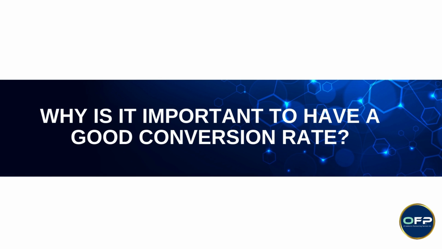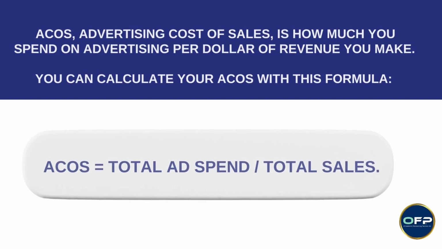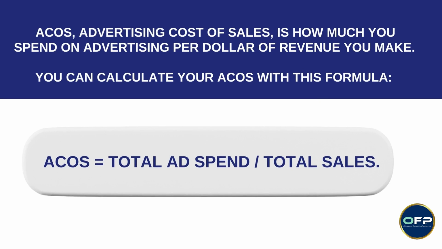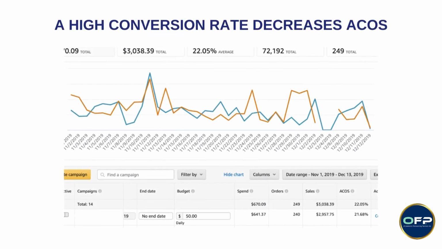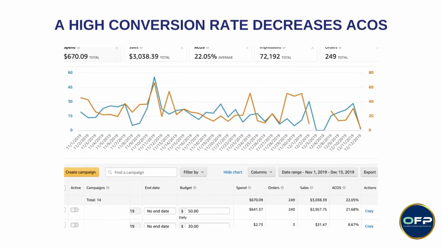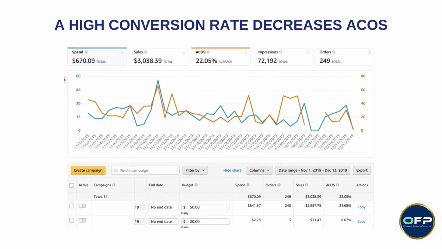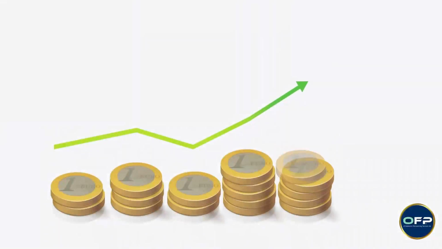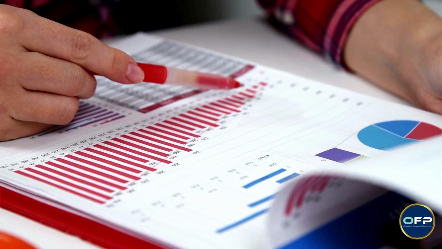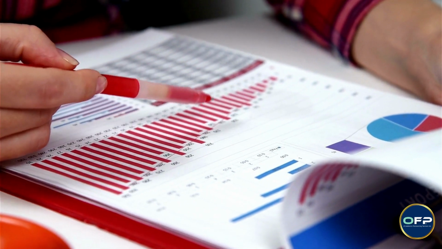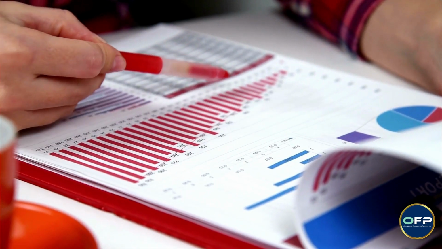ACoS, advertising cost of sales, is how much you spend on advertising per dollar of revenue you make. You can calculate your ACoS with this formula: ACoS equals total ad spend divided by total sales. A high conversion rate decreases ACoS. If the ACoS is less than your profit margin, this means you're making a profit, and you are losing money otherwise. The latter means there is still room for improvement in your strategy.